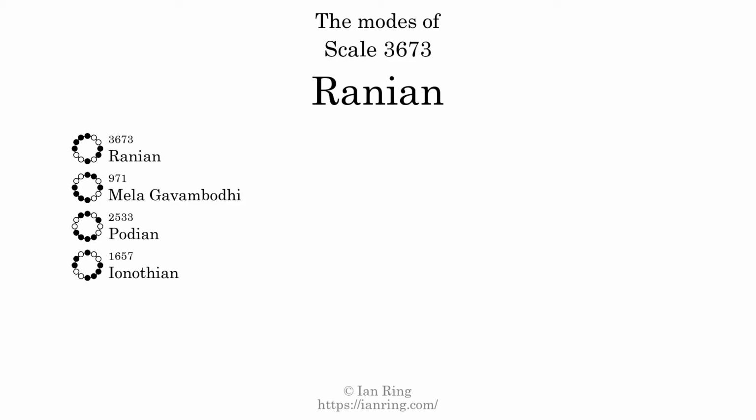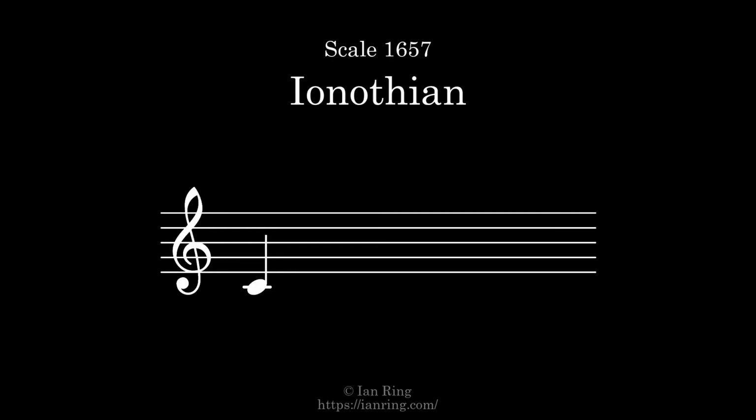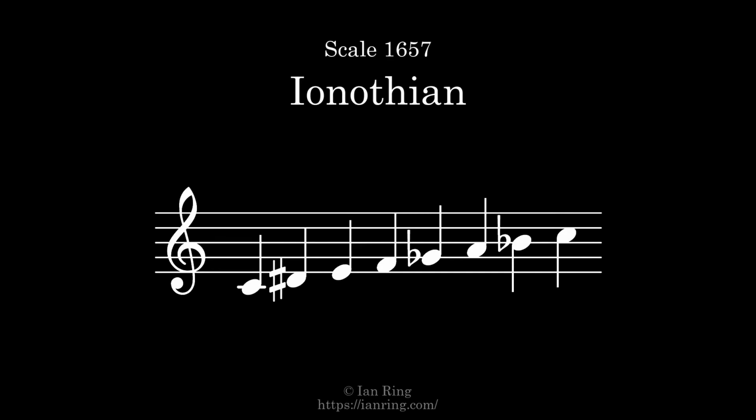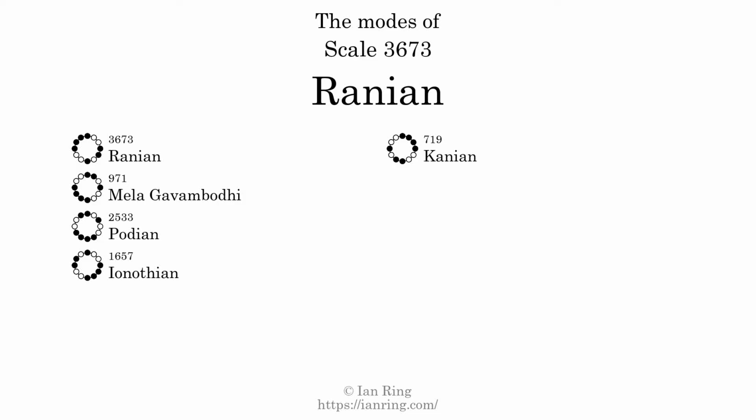The fourth mode is scale 1657, also known as Arnothian. It sounds like this. The fifth mode is scale 719, also known as Canian. It sounds like this.